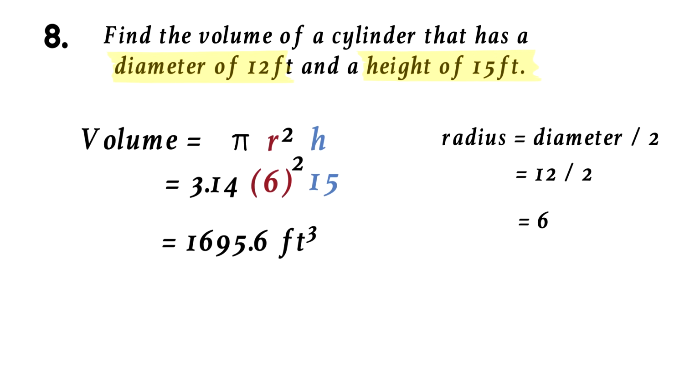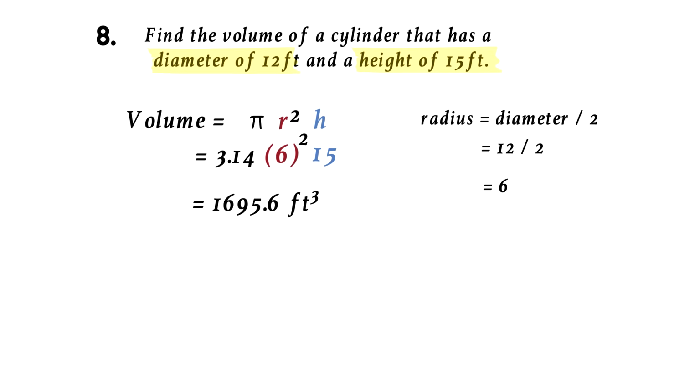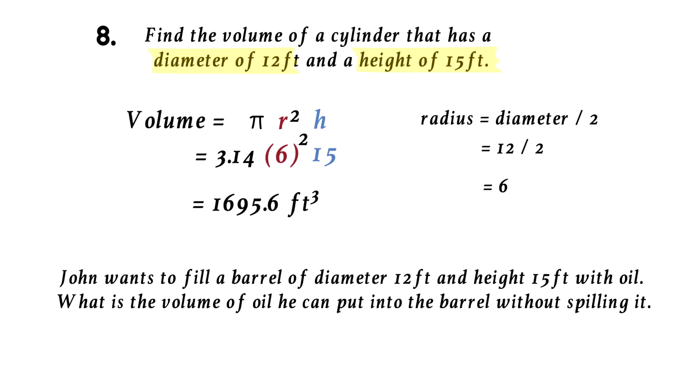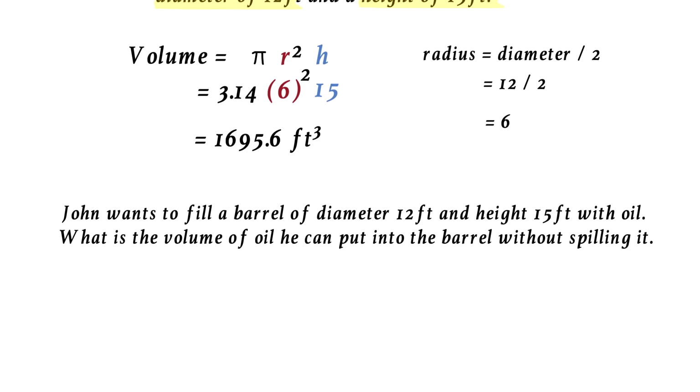Sometimes GED geometry questions are not that straightforward. This same question could have been worded this way. John wants to fill a barrel of diameter 12 feet and height 15 feet with oil. What is the volume of oil he can put into the barrel without spilling it? This is exactly the same question.